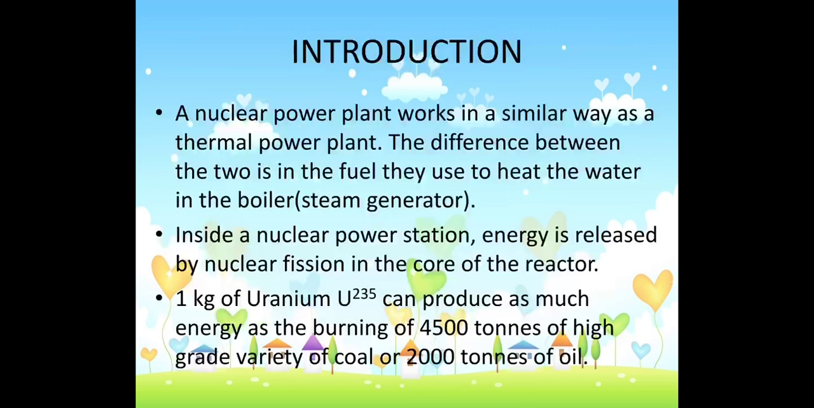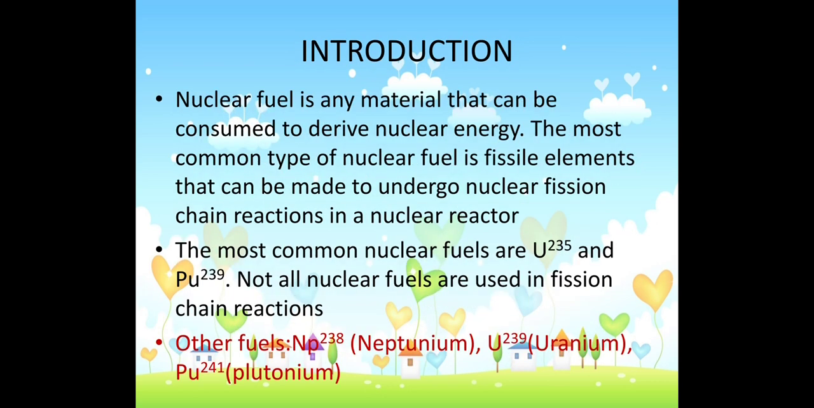Inside the nuclear power station, energy is released by nuclear fission in the core of the reactor. For example, 1 kg of uranium produces energy compared to 4,500 tons of high grade coal and 2,000 tons of oil. Just 1 kg of uranium.